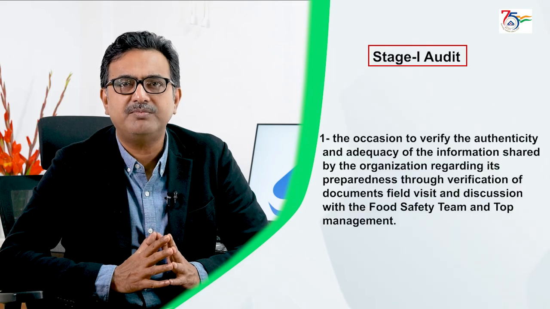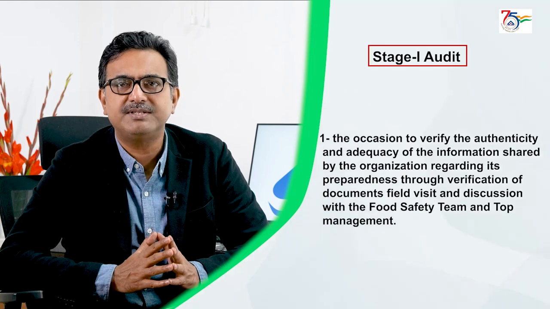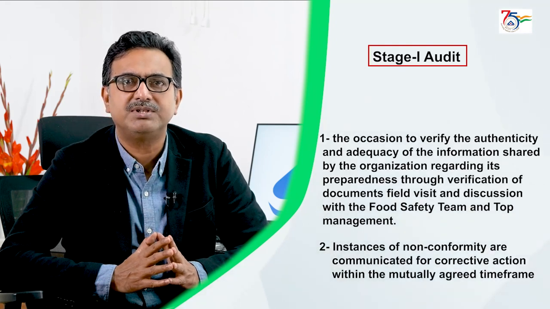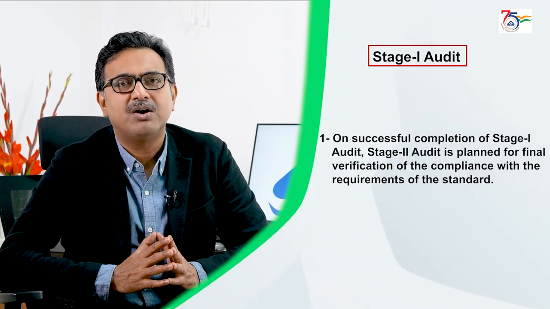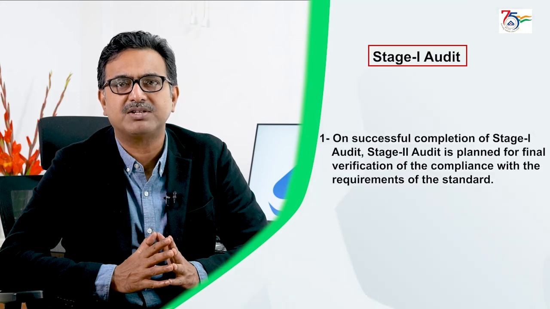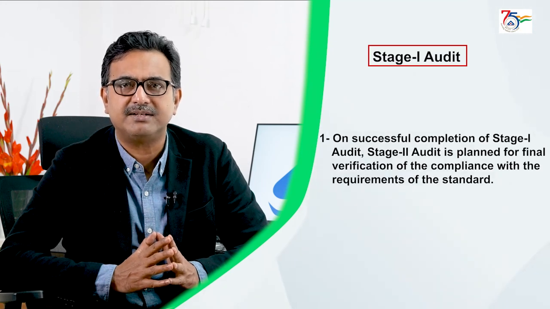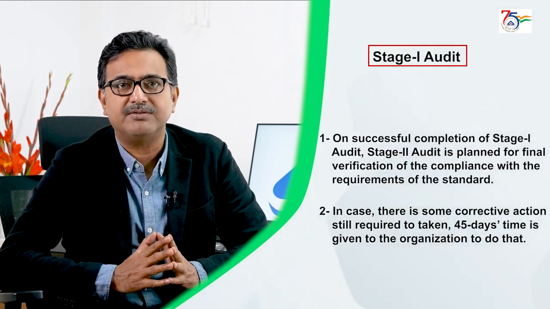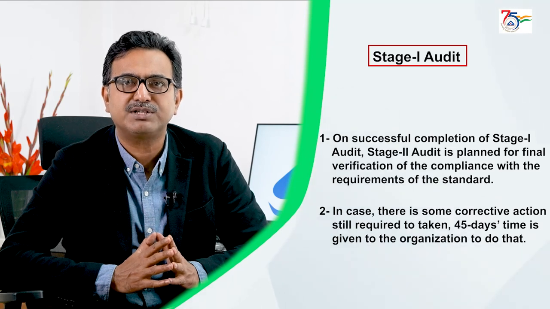Stage 1 audit is performed to verify the authenticity and adequacy of the information shared by the organization regarding its preparedness, through verification of documents, field visit, and discussion with the team and top management. Instances of non-conformity are communicated for corrective action within a mutually agreed time frame. On successful completion of stage 1 audit, stage 2 audit is planned for final verification of compliance with the requirements of the standard. In case some corrective action is still required, 45 days' time is given to the organization to do that.